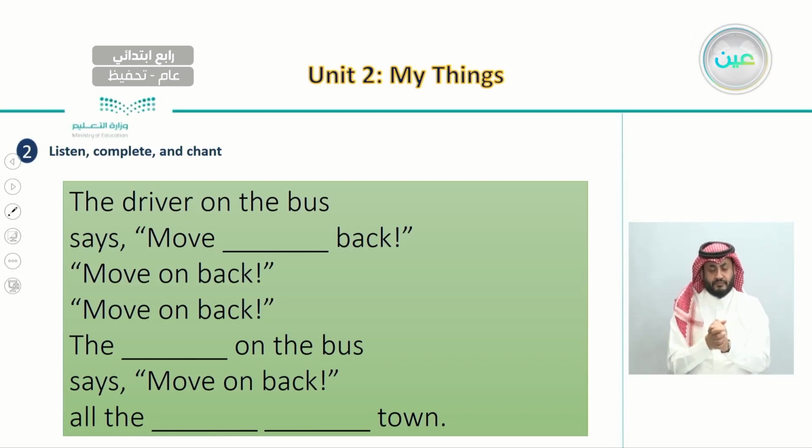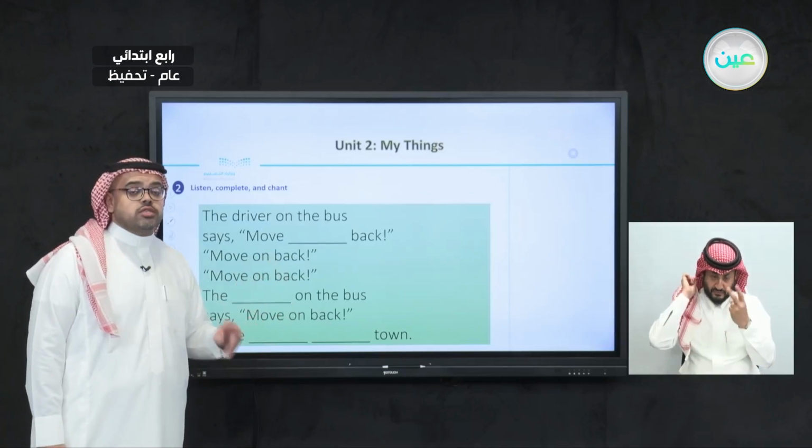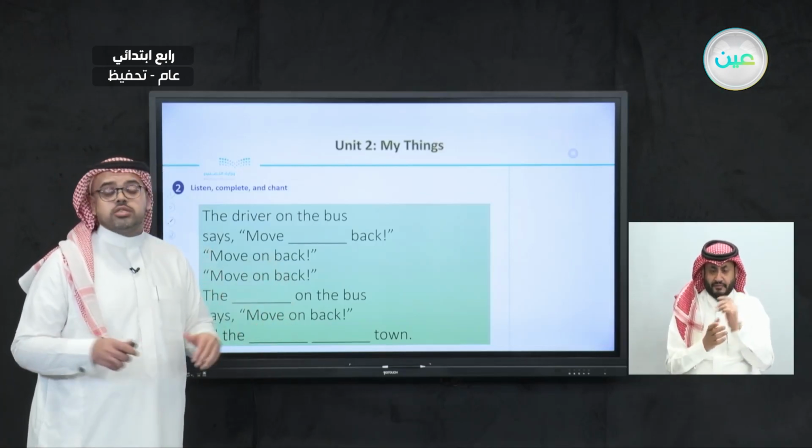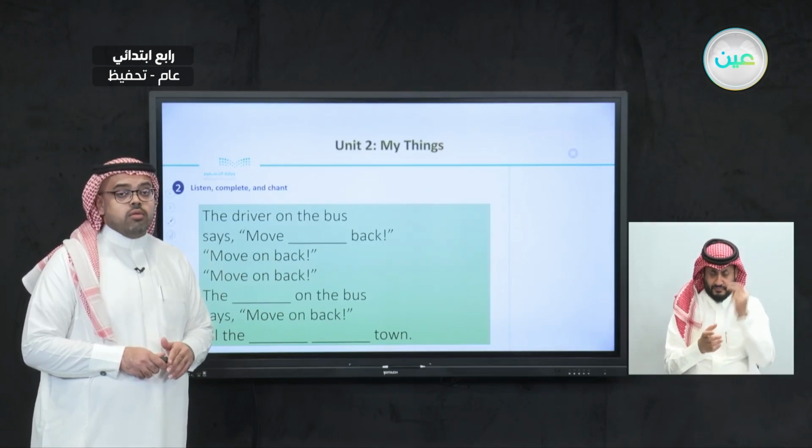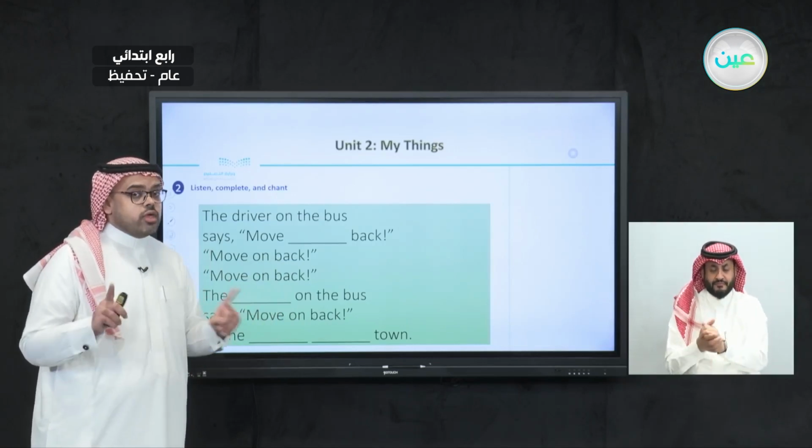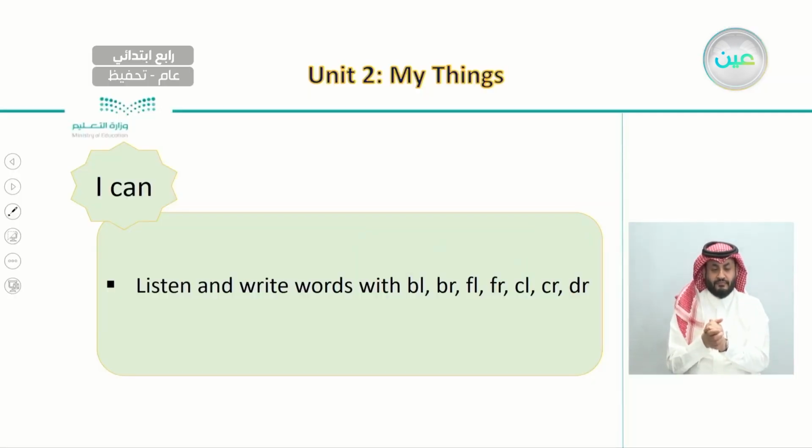So here we have listened to this chant twice. I hope that you were able to write down the missing words. So at the end, it is important that we are able to listen and write words with these sets of letters: BL, BR, FL, FR, CL, CR, and DR.